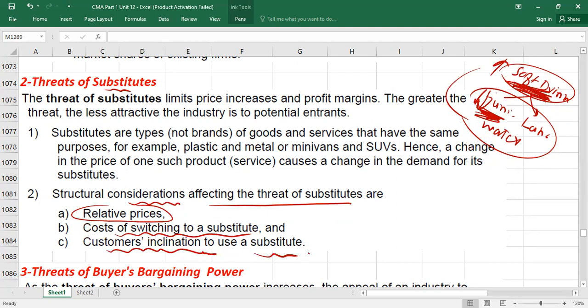If the customer is more inclined towards substitutes, or likes the substitutes, obviously no one will buy your product, right? So if the threat of substitutes is high, that market is less attractive for you. If fewer substitutes are available, it means the threat of substitutes is low, that market is more attractive to you, and you can earn a profit there. Understood? I hope that is clear.